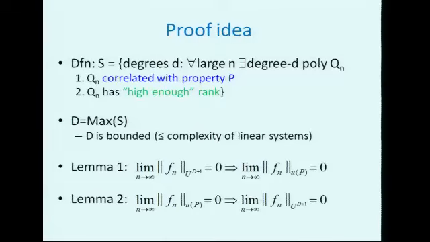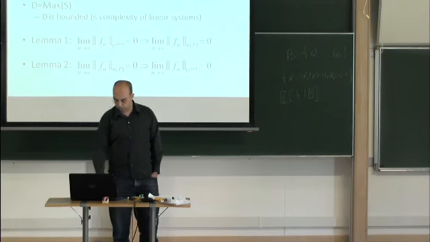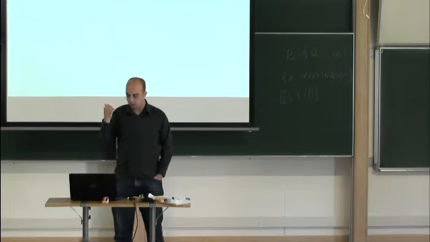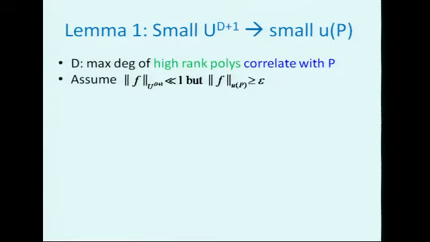The easier one is that if a function has low d+1 uniformity, then it has no correlation with the property. And the other one, which is somewhat harder, is that if the function has no correlation with properties, then it really has no correlation with any polynomial of degree at most d. So it has low d+1 uniformity norm. So let's start with the first lemma. Again, capital D is this maximal degree. And let's assume by contradiction that you can find some bounded function that has low d+1 uniformity norm, but it has some correlation with our property. And the main idea will be that since the linear forms that define this property cannot distinguish such functions from zero, then this cannot happen. That's the main idea.